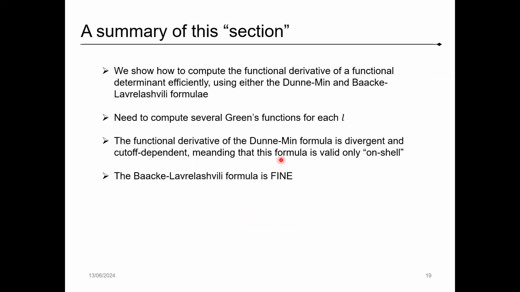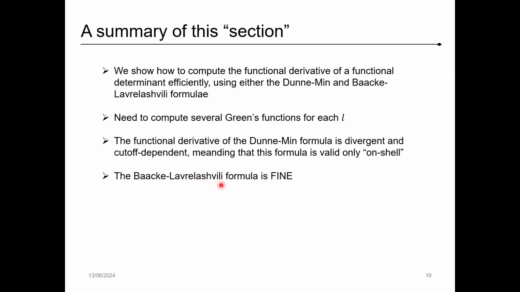And then this is a summary of this section. We show how to compute the functional derivative of a functional determinant efficiently. You can use either the Dunne formula or the BL formula. Then you need to compute several Green's functions for each L. We found that the functional derivative from the Dunne formula is actually divergent, and we think this formula is valid only on shell. But in our paper, we do use the BL formula and find everything is fine.